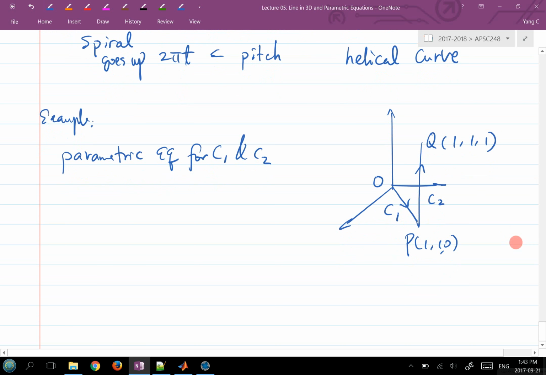Okay, so let's look at C1 here. First of all, which plane is C1 in? XY. If it's in XY, then I'm looking for x of t, y of t, and z of t, but z of t must be 0. From the origin to P, it's a straight line.